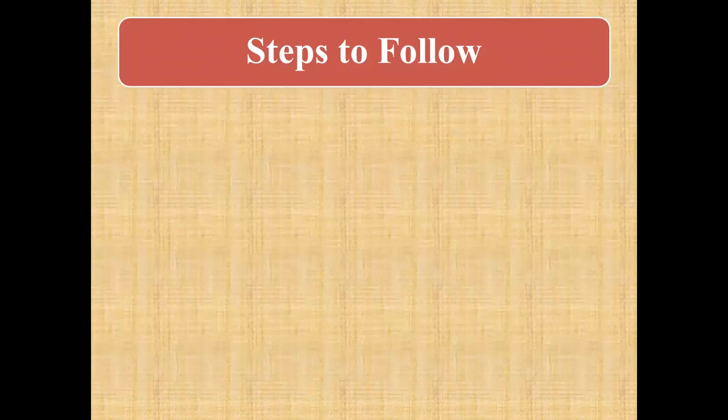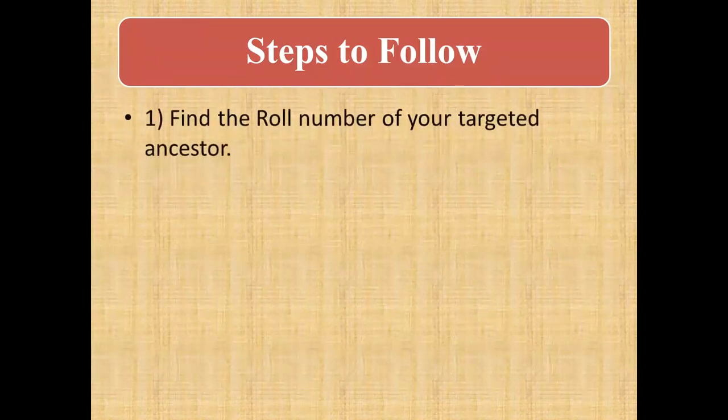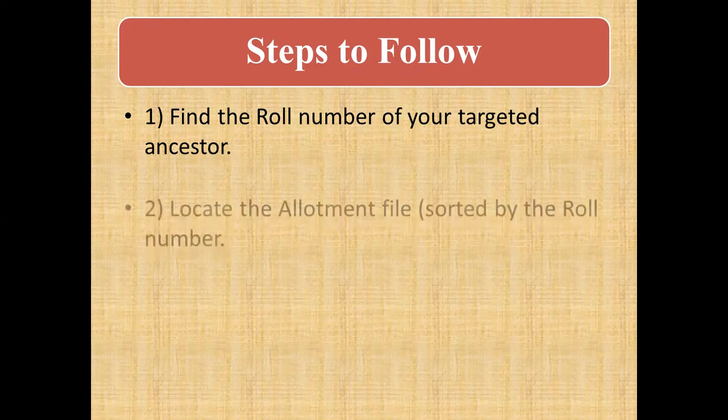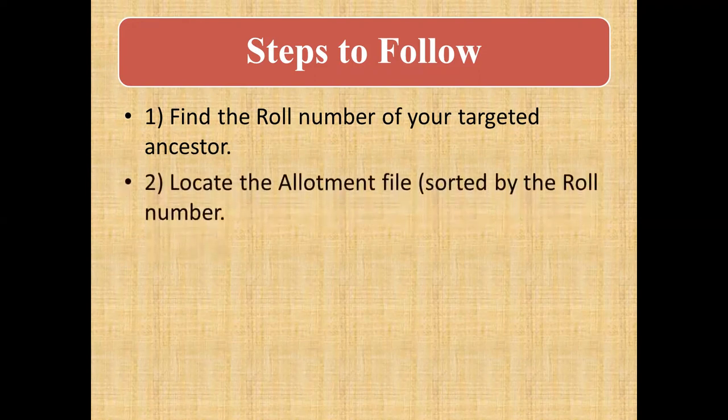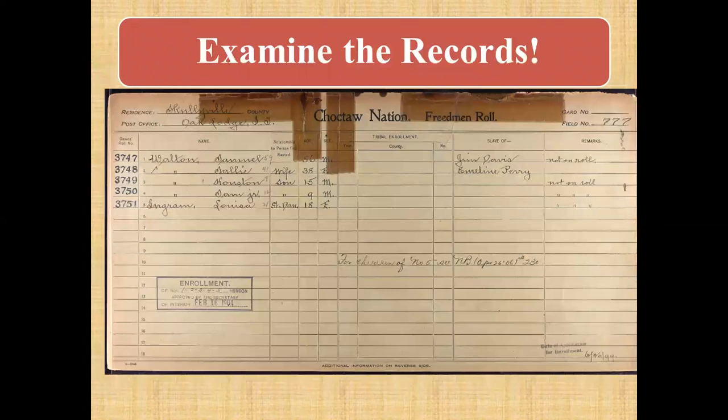Well, here are a few steps to follow. Find the roll number of your targeted ancestor. That's your very first step. Then you want to locate the allotment file sorted by the roll number. And then, of course, you want to locate the land.